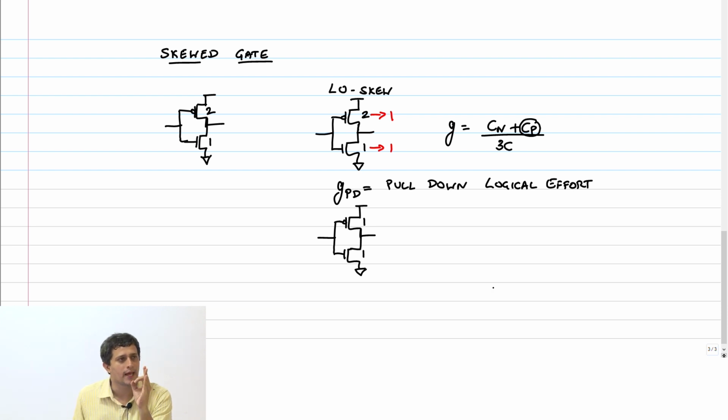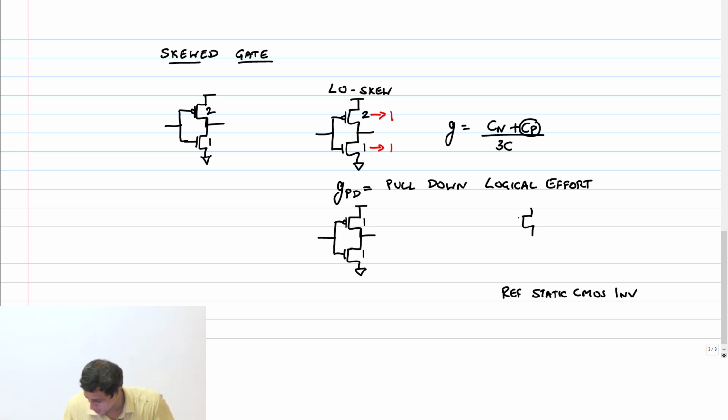I now need to compare the capacitance offered by this gate to the capacitance of a symmetric static CMOS inverter with the same pull down strength. Because now I am talking of the pull down case, I am talking of the falling edge. Therefore, I am now going to construct my reference CMOS inverter. This is my low skew inverter. This is my reference static CMOS inverter. You have to tell me what these sizes should be of the NMOS and PMOS transistors.